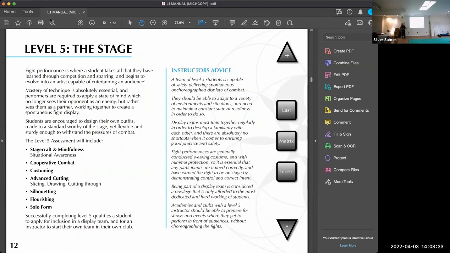Because you can't take the risk that if it's interpreted incorrectly and you're unsure of it, there's a chance that saber's going into the crowd hilt first. All right. And finally, solo form. All 6 sections.